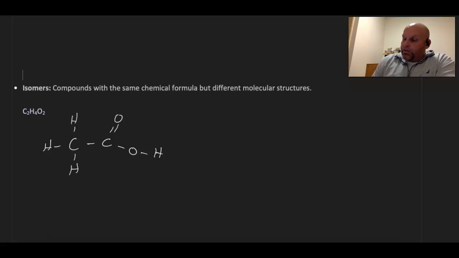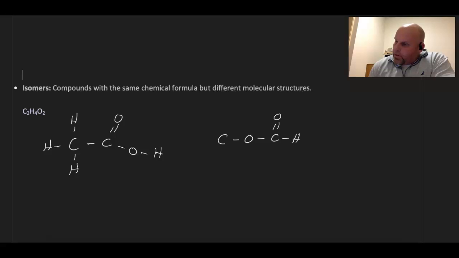Two carbons, two oxygens, four hydrogens. And you could also have a structure that looks like this. Okay, so you can see in both cases I have the same number of carbons, hydrogens, and oxygens, but you can see that they're grouped very differently and therefore are two very different molecules that have different properties and behave differently as well.